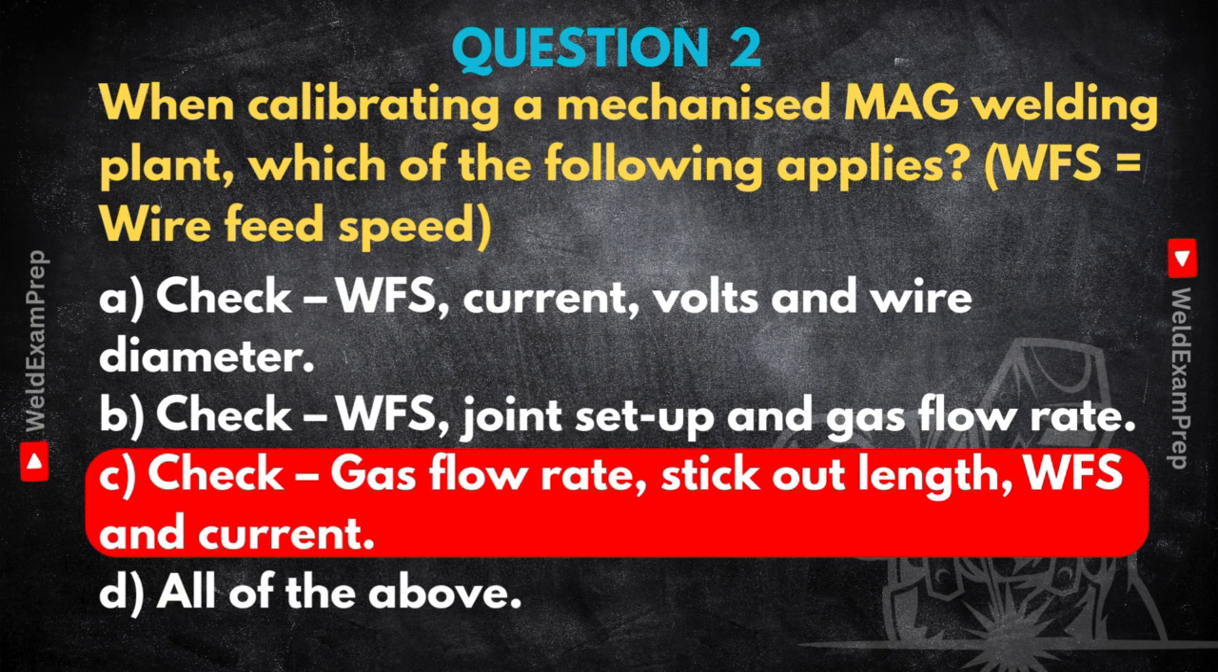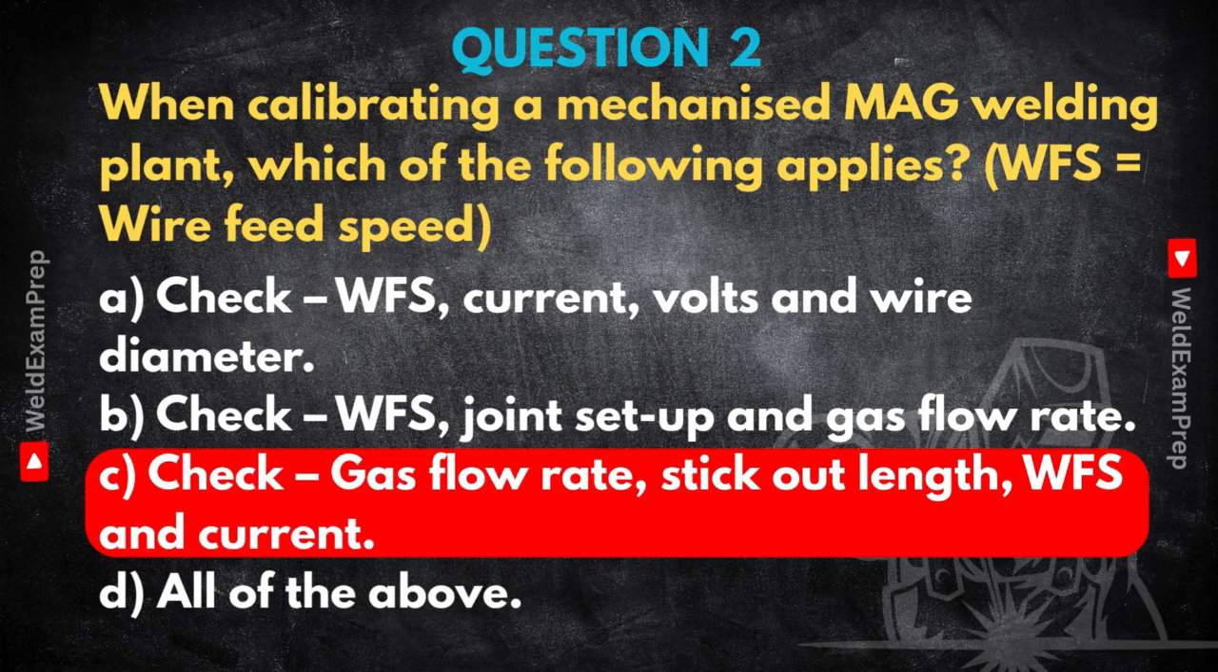Exactly. And joint setup, option B, things like root gap, bevel angle, that's vital preparation of the workpiece, not a calibration of the welding equipment. It's about getting the parts ready to be welded. That's a really clear distinction. It's about verifying the machine's performance versus preparing the task. Precisely. And getting that distinction right is important both for the exam and for practical inspection work. You need to know what you're responsible for checking on the machine versus the setup.